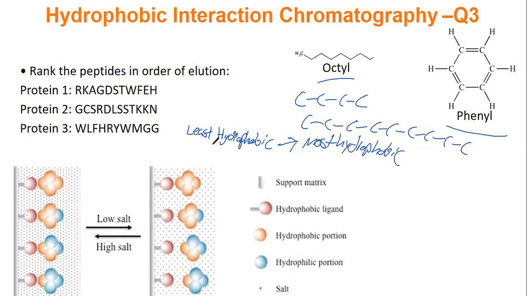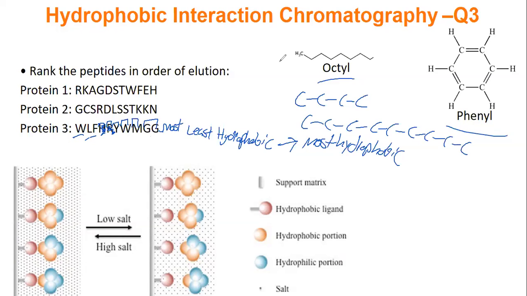Protein 3 is the most hydrophobic. So that's going to come out last, right? Just look at the groups. W, tryptophan, hydrophobic. L, leucine, hydrophobic. Phenylalanine, somewhat hydrophobic. Actually, it is completely hydrophobic. Histidine, arginine, charged, not hydrophobic. Tyrosine, relatively hydrophobic. Tryptophan, hydrophobic. Methionine, hydrophobic. G itself, kind of hydrophobic. So other than H and R, this just has a ton of hydrophobic groups.